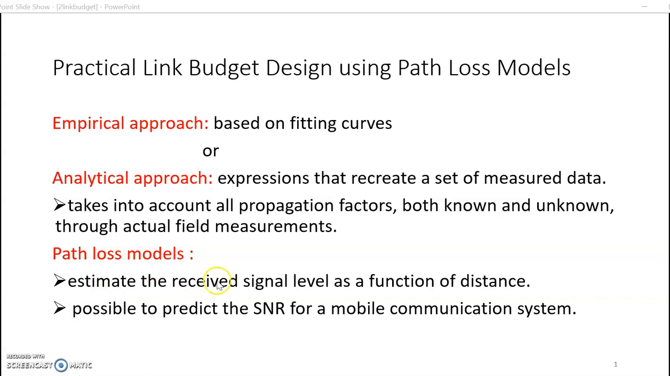Next is path loss models. The path loss model is used to find the amplitude of the signal at the receiver. This amplitude of the signal will be a function of distance. As the distance varies, the amplitude of the received signal will vary. Then this path loss model is used to predict the signal to noise ratio for a mobile communication system. So in path loss models, we are not only going to measure the signal strength as a function of distance, we will also be measuring the signal to noise ratio for that particular system.